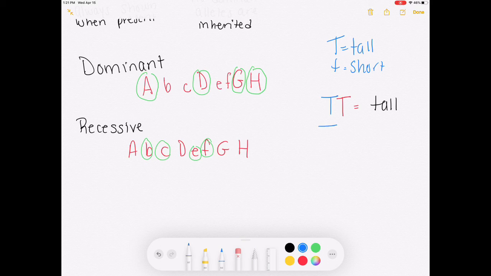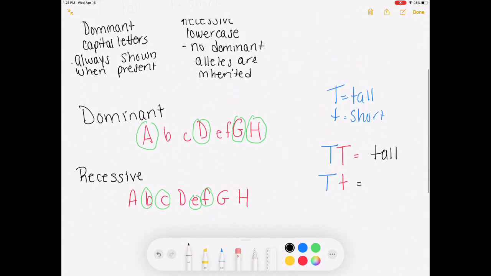Now, let's say you get a tall gene from dad and a short gene from mom. If you remember, I'm going to scroll back up here for a second.